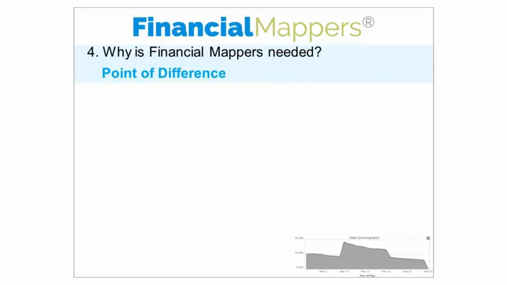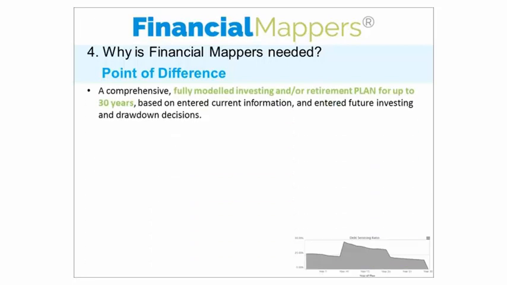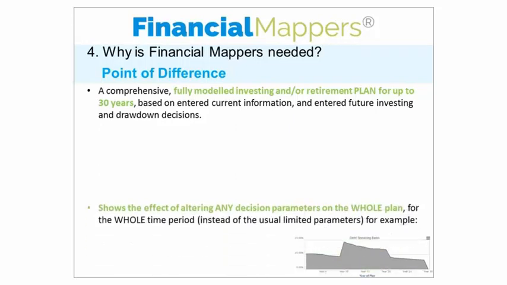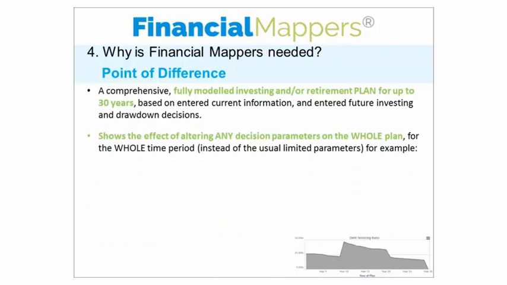Why is FinancialMappers needed? How is it different to other products out there? It's very comprehensive in the amount and type of information it handles and the period of time it covers. It allows the creation of an entire investing or retirement income management plan with the effect on the whole plan adjusted when any one single element or parameter is adjusted. For example, if we decide to pay an investment property loan off just a little faster, adjusting the payment amount per month, the effect on cash flow and the value of other investments for every year after that can be instantly seen.